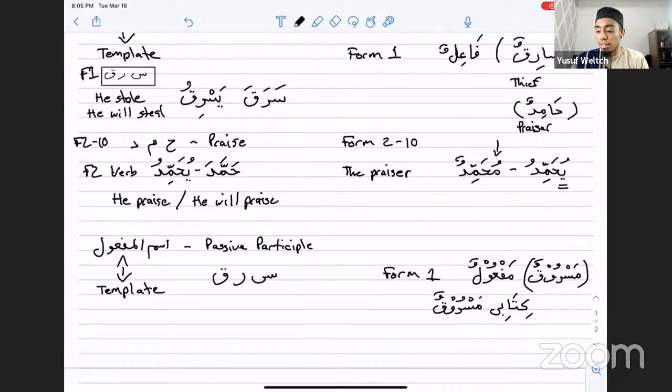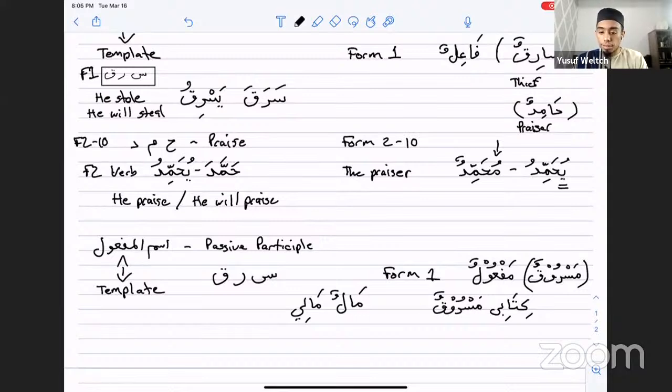If I wanted to say my money was stolen, you can use a passive verb as well. You can say kitabi suriqa. You can do that, but we want to just stick with nouns, practicing these derivative nouns. Money in Arabic is mal, malun. If you want to make it possessive, my money, you would put mali, the ya being for I.